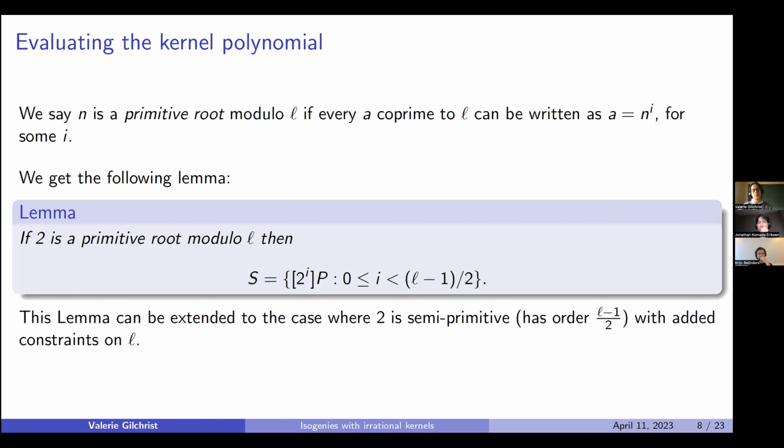Now, in the paper, we do make this a bit stronger in that if 2 is semi-primitive, meaning if 2 has order (L-1)/2, with some additional constraints on L, it'll still work. But for the moment, we're just going to focus on the primitive case because it's a bit more elegant. But yes, this is what we'll refer to as the doubling method.